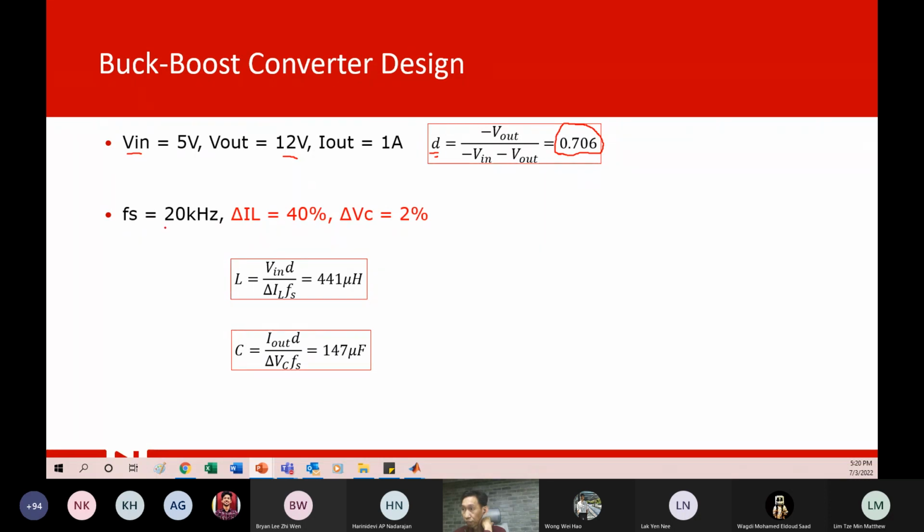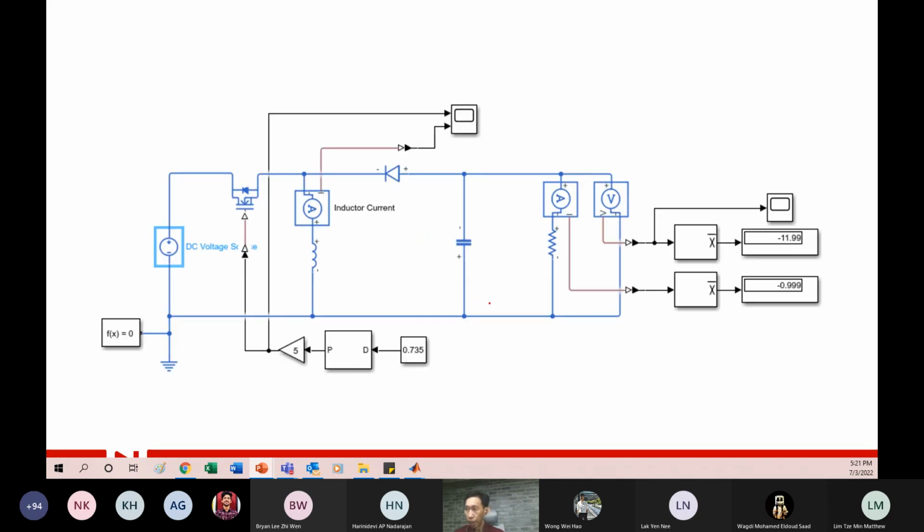Now switching frequency is 20 kilohertz. These two remain the same, and you just need to get the right equations. Then you can calculate the inductor and the capacitor. For DC-DC converters, buck, boost or buck-boost, the most important thing is still the inductor and capacitor, to get the right value so that they can smooth out the DC for you. Now we come to these examples.